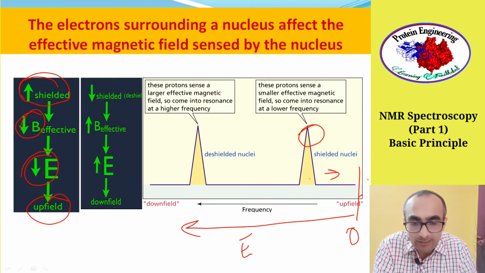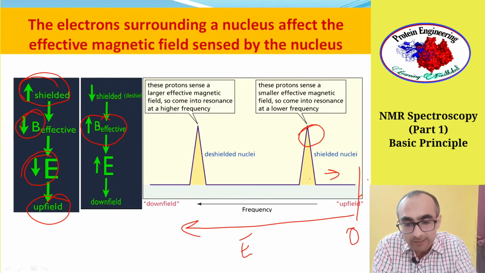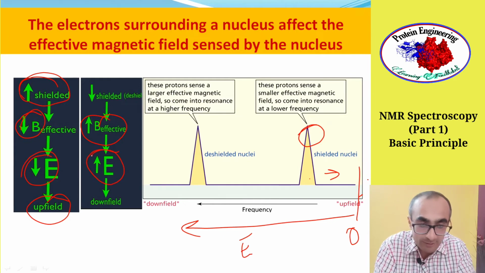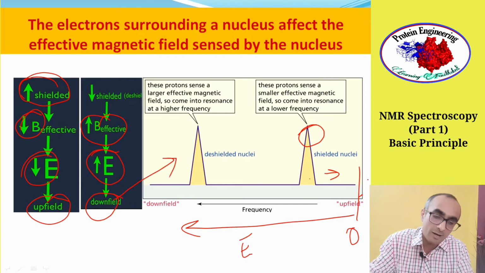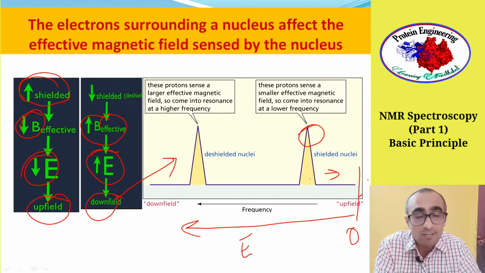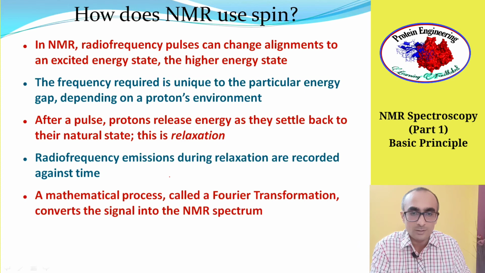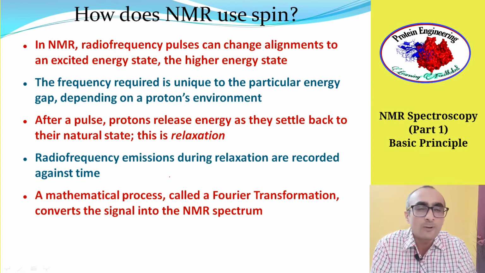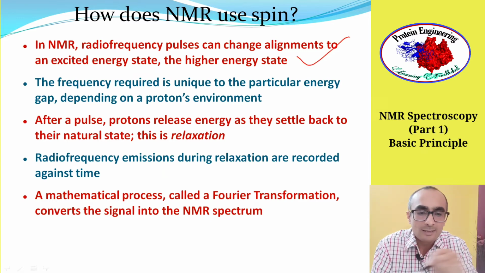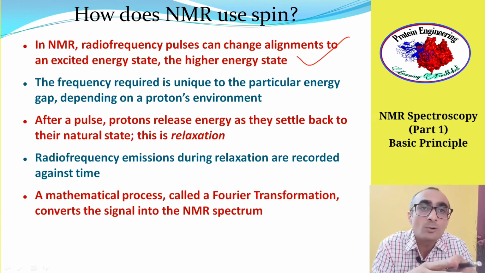Similarly, if you have deshielded nuclei, the B effective will be more. B effective more means it will absorb high energy in order to resonate, and the peak is called downfield. So downfield means away from the zero, you have higher energy. A higher energy peak is downfield, a low energy peak is called upfield in NMR spectra. So in NMR, the radio frequency pulse can change the alignment of the alpha spin state into the beta spin state, and the radio frequency energy required by each nucleus in a molecule is different because of having a different environment.